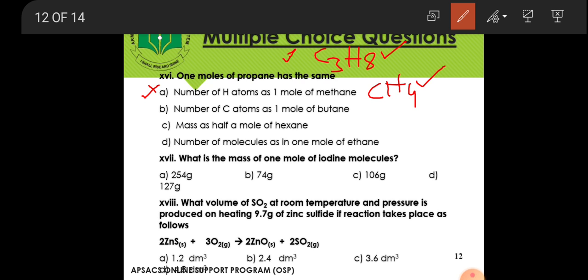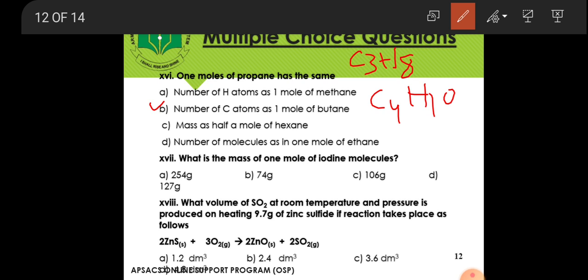1 mole of propane, C3H8, has the same number of carbon atoms as 1 mole of butane. Let's write the formula of butane, that is C4H10. No, in 1 mole of propane there are 3 carbon atoms, in 1 mole of butane there are 4 carbon atoms. So this answer is wrong.